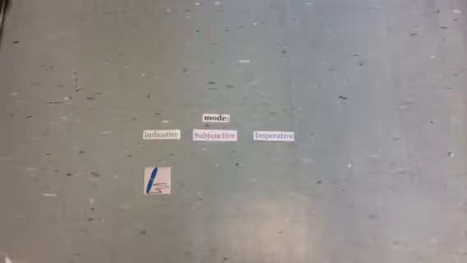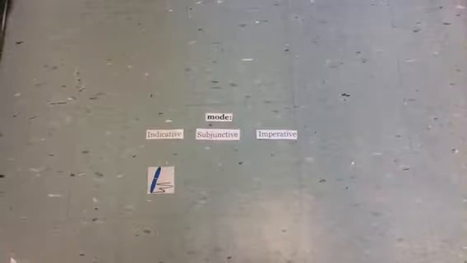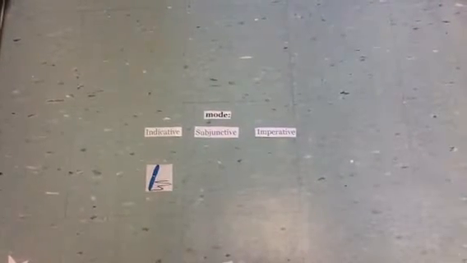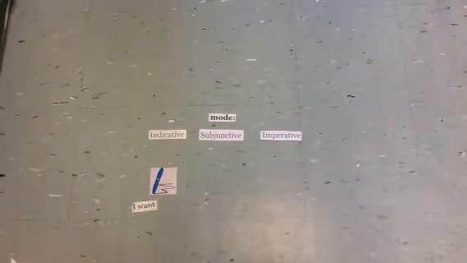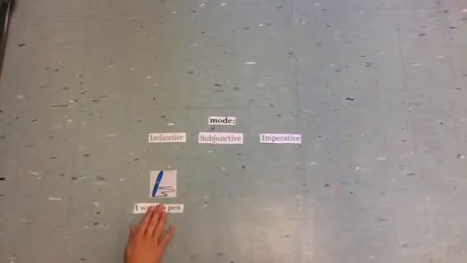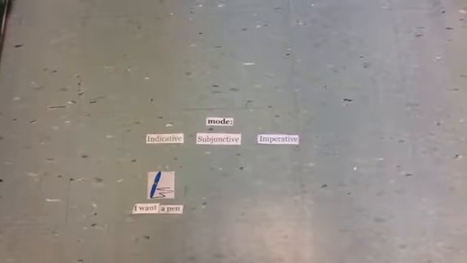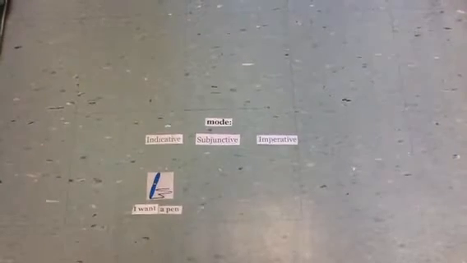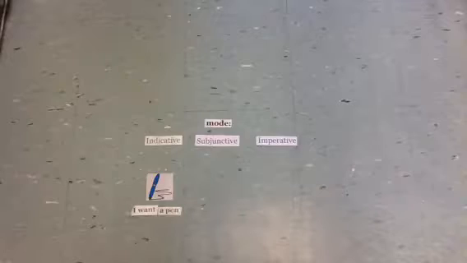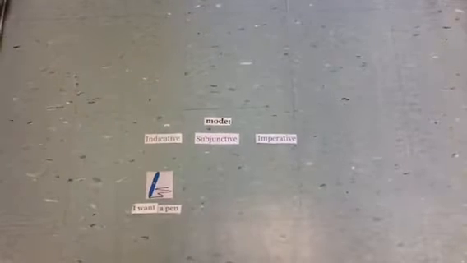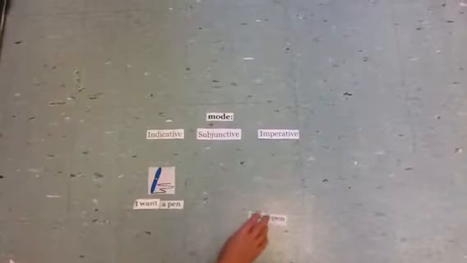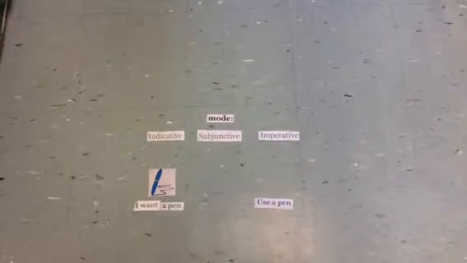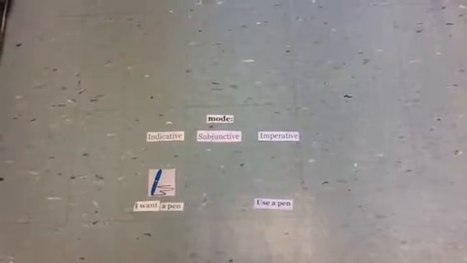Starting with the indicative. Since I have a picture of a pen right here, I'm just going to say, I want a pen. This is a fact. Simple fact, just information. Now we're going to skip the subjunctive and move on to the imperative or the commanding mode. And I will say, use a pen.